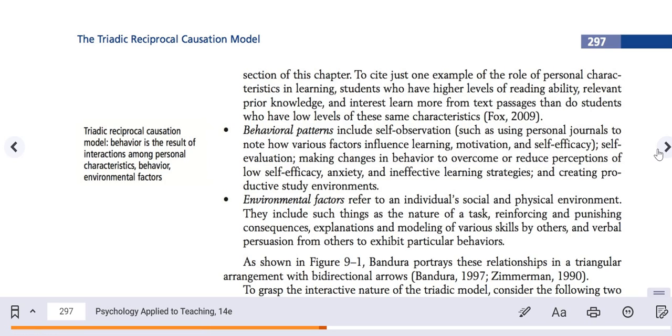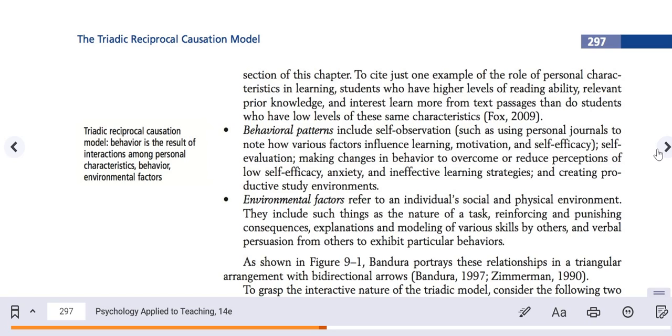To cite just one example of the role of personal characteristics in learning, students who have higher levels of reading ability, relevant prior knowledge, and interest learn more from text passages than do students who have low levels of these same characteristics. Behavioral patterns include self-observation, such as using personal journals to note how various factors influence learning, motivation, and self-efficacy.